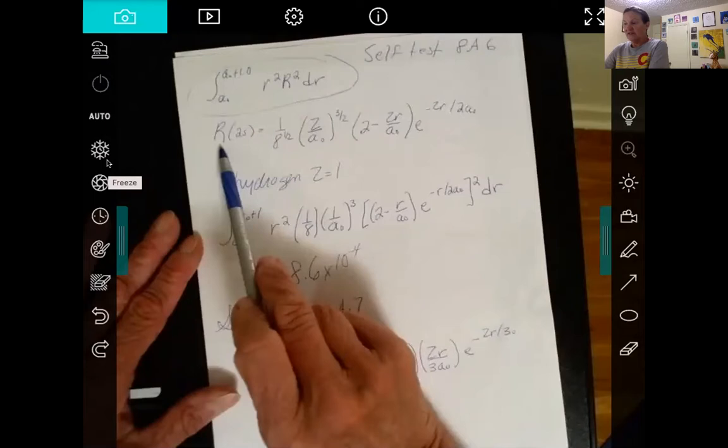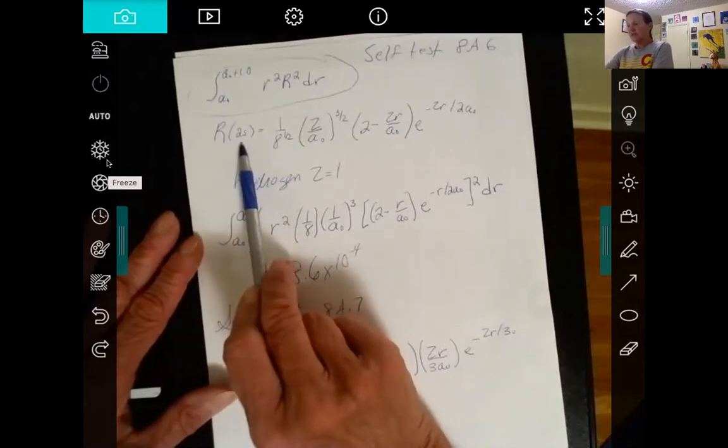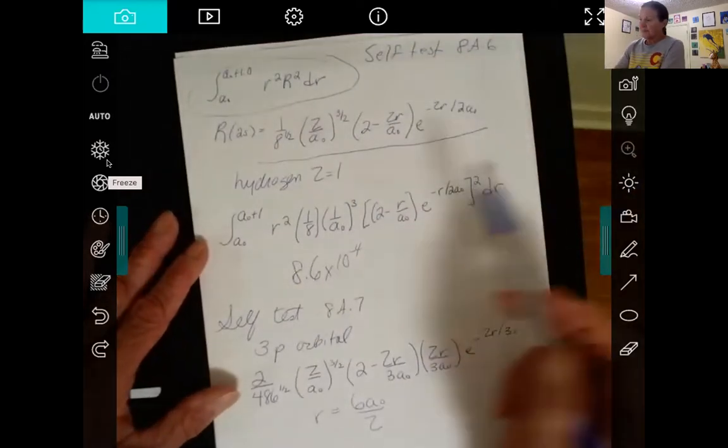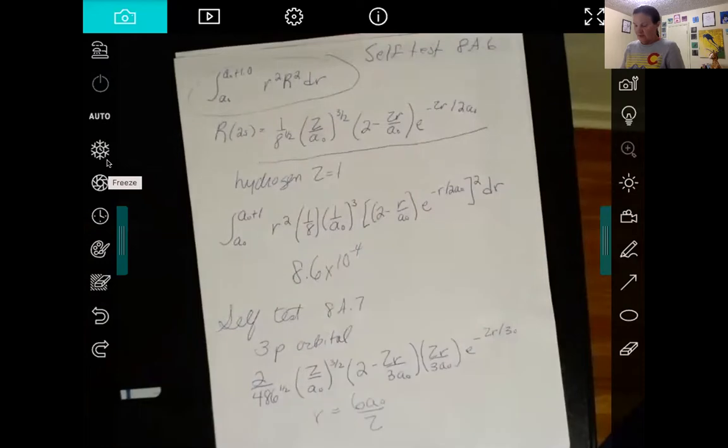The radial wave function for the 2s electron is given in that table, so I wrote it out. I'm going to set Z equal to 1. And now I'm going to plug this into Mathematica, and we're just going to integrate that. Let me pull Mathematica up on my screen so I can show you how I put it in.